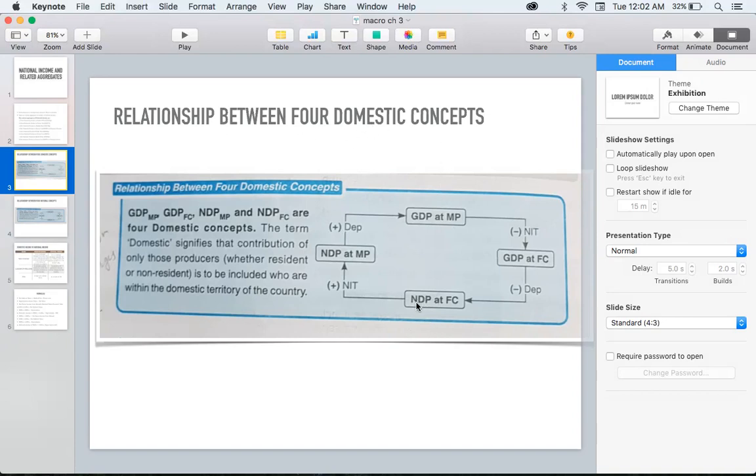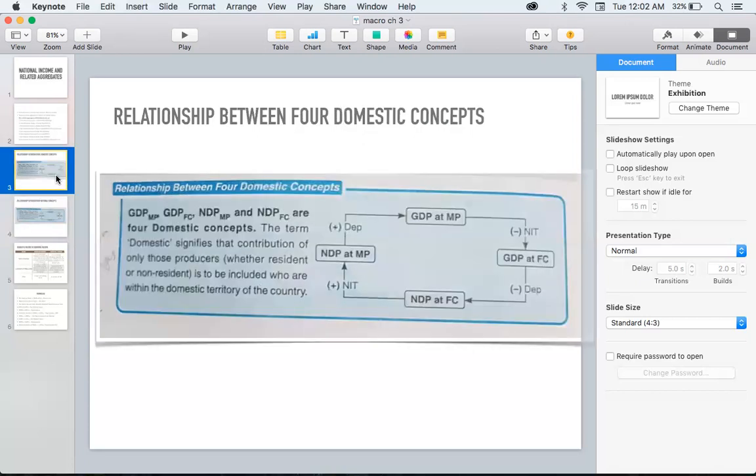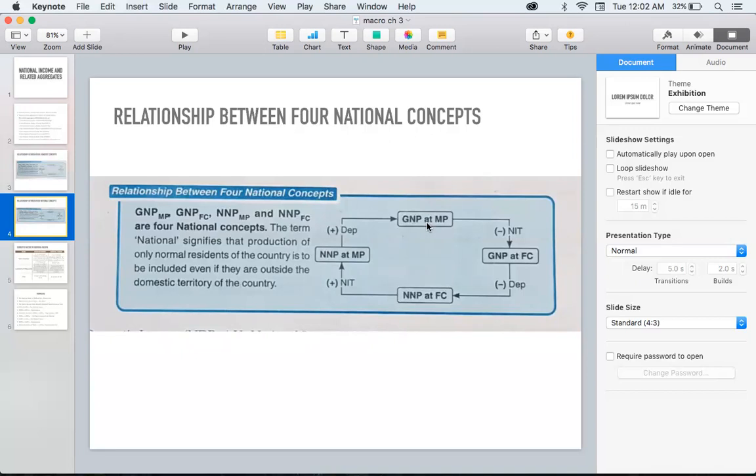And here, NDP at FC is the national income. Is it clear? Now, let us see the relationship between the national concepts. What is the difference between national concepts and domestic concepts? Here, all these are GDP and NDP. But in the national concept, it will be GNP, gross national product at market price and gross national product at factor cost. Like this, all these will be coming under the national.